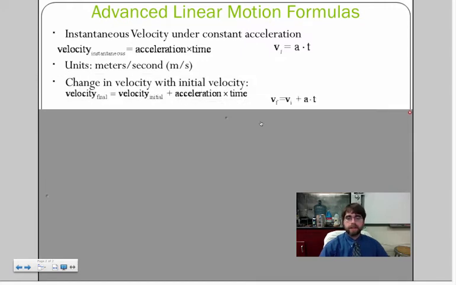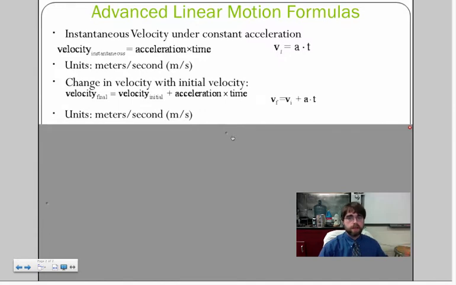Here's another one. Unfortunately, I'm using v sub I again for something different, but the change in velocity with initial velocity. That is, we have an object, it starts out with a certain speed, then accelerates, whether that be speed up or slow down, and ends up at some final speed. This is our formula. Velocity final equals velocity initial plus acceleration times time. Again, because it's a velocity, it's measured in meters per second.